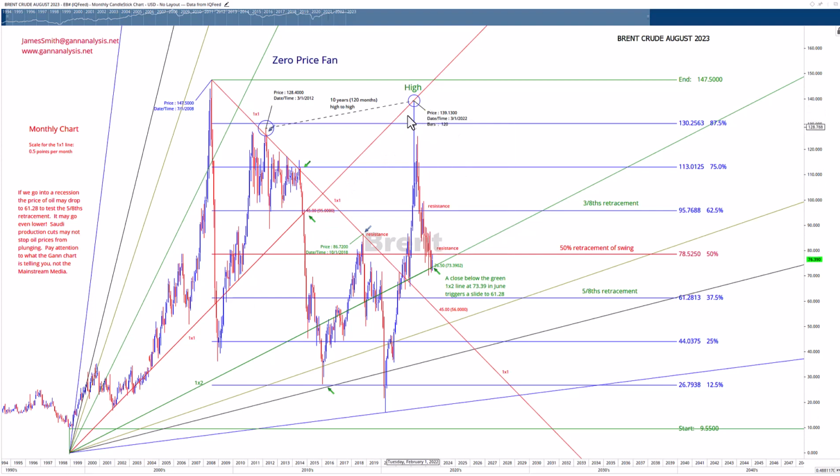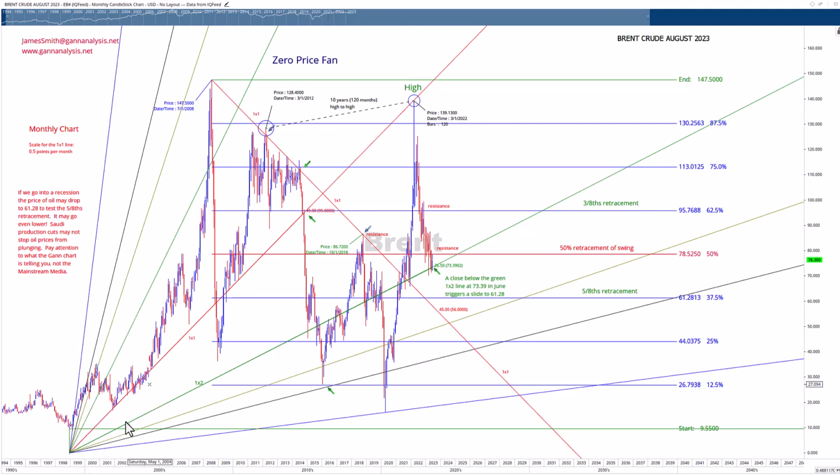And for my clients, I did call this high back in March of 2022, based on the fact that you had a 10-year cycle, 120 months, high to high, and you were finding resistance at this 1 by 1 zero line. A zero line is just a line drawn up from zero at the time of an important low or an important high. In this case, we used a low.